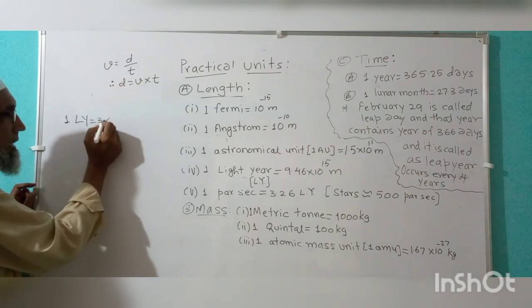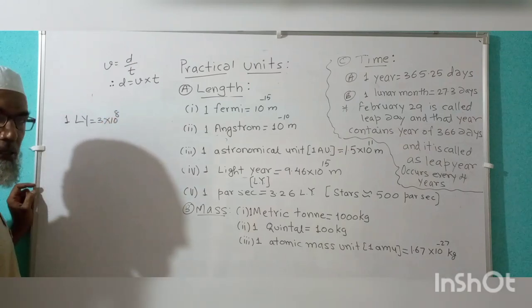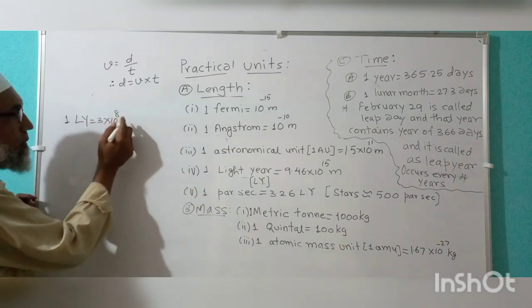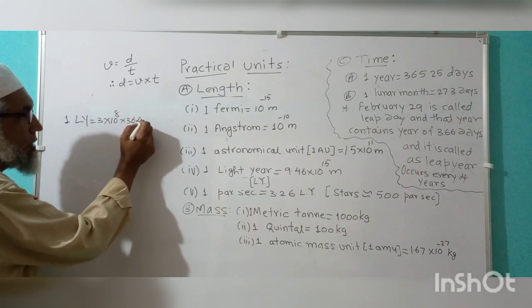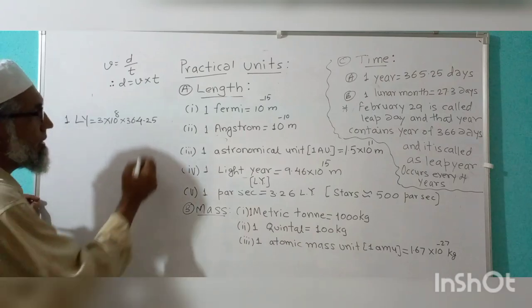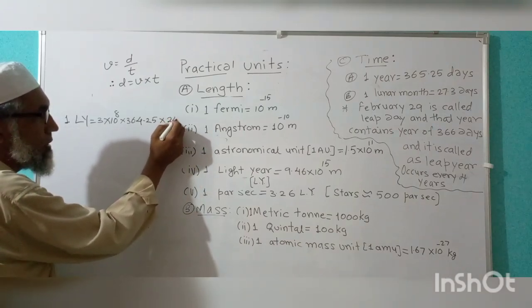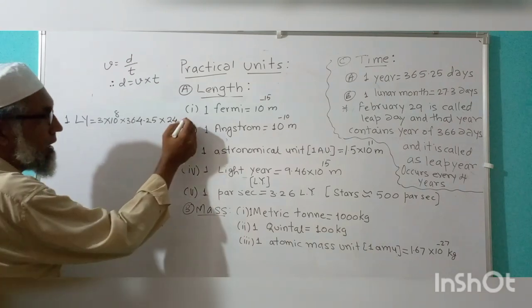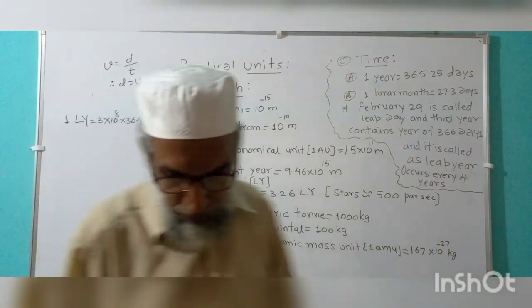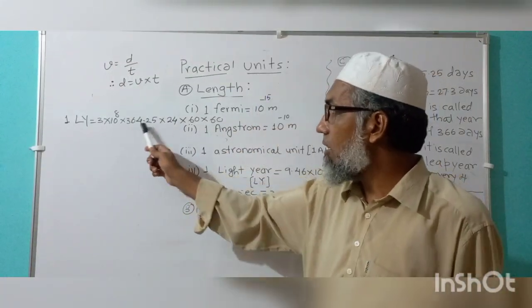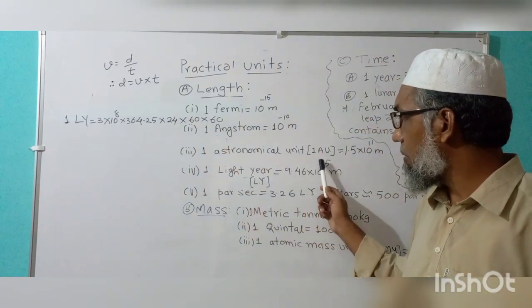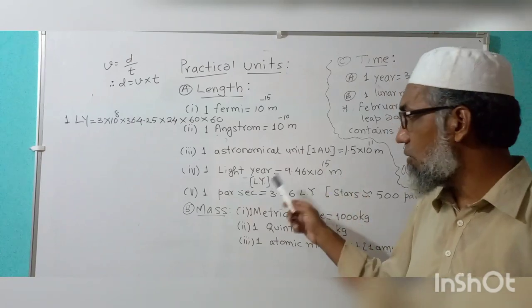Velocity of the light in air is 3 into 10 to the power of 8 meter per second, into time. Time is how much? 1 year. 1 year means 365.25 days. 1 day means 24 hours. 1 hour means 60 minutes. And 1 minute means 60 seconds. So if you multiply all these terms, then it comes out to be 9.46 into 10 to the power of 15 meter. And this distance is known as a light year.